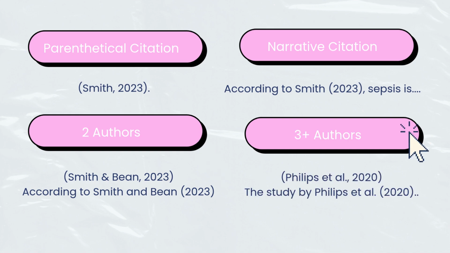And then finally, for three or more authors in text, you use et al. And if you're doing that in the parenthetical citation, it's the et al. comma, versus in a narrative form, it's et al. with the dot and no comma.